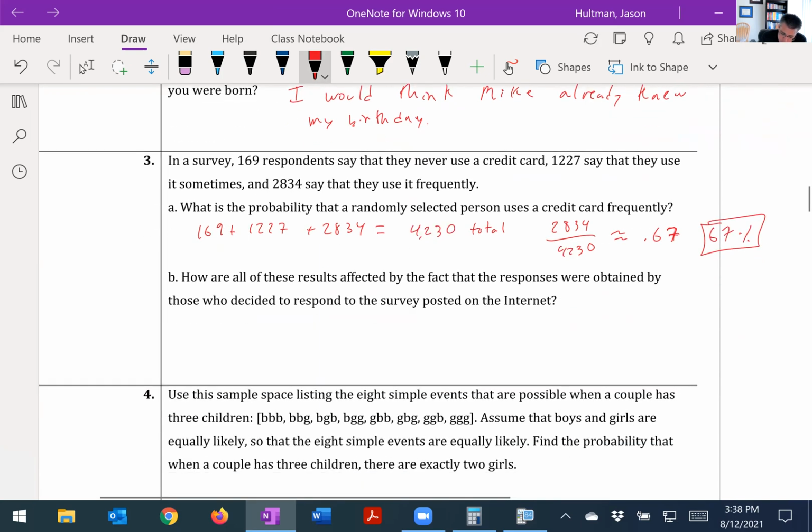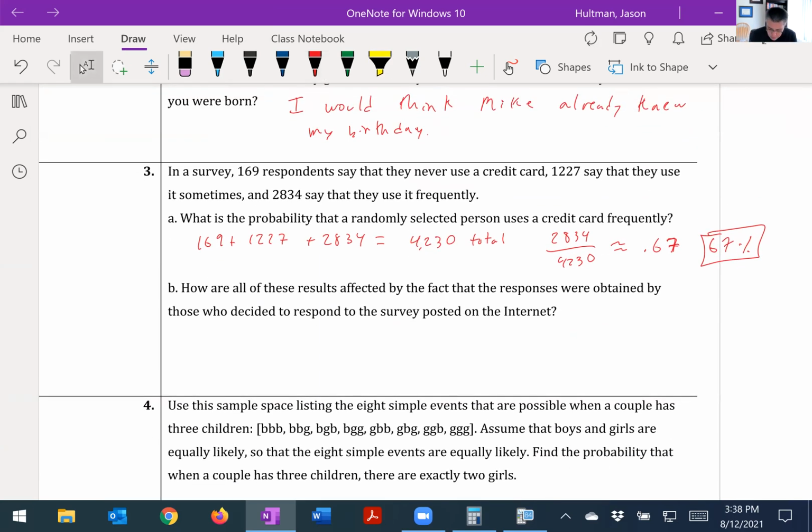How are all these results affected by the fact that the responses were obtained by those who decided to respond to the survey posted on the internet? Okay, well, you could get a sampling bias from the survey.